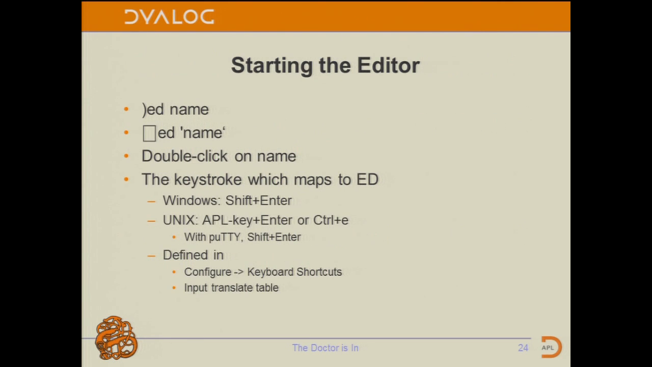Right, so how many people here use that expression to start up the editor on a function or an object? You could type quad ed quote name quote. In Windows you can double click on the name and that will open the object. You can use the keystroke that maps to ed, which on Windows is Shift Enter, on Unix is whatever the APL key is you define and enter, or Control E, and if you're using terminal emulator PuTTY, then Shift Enter again will allow you to edit the object that the cursor is currently on. You can redefine ed to be whatever you want, either in the Windows version using the keyboard shortcut configure option, or you can change your translate table.